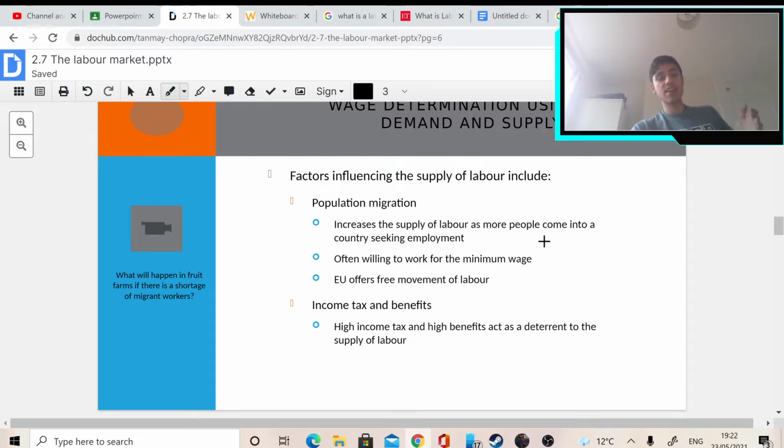So, let's say someone is moving from a rural to an urban area. In rural areas, of course, I don't know if the minimum wage act is followed as strictly as it would be in urban areas. So that's a benefit for the people who migrate. EU offers free movement of labor. Income tax and benefits: high income tax and high benefits act as a deterrent to the supply of labor. Sometimes as you earn higher, you have to pay more tax.